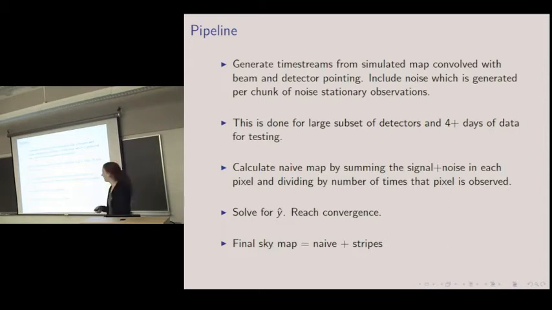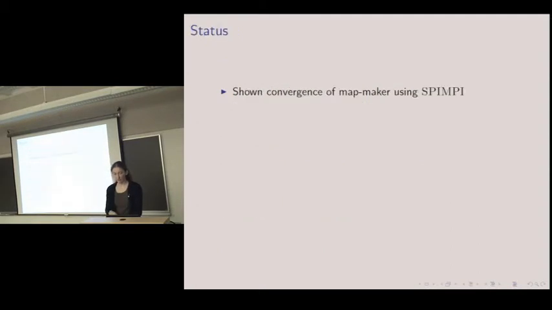So then we calculate the naive map, which is just a naive binning of the time stream into each pixel and dividing by the number of times you observe that pixel. And so then you solve for y using your PCG method until you've reached a given tolerance. And then your final sky map is just the sum of the naive map and the stripes map, where the stripes map includes all the noise from the scan strategy and detector correlations. So the current status of the map maker is that we have convergence for I, Q and U.